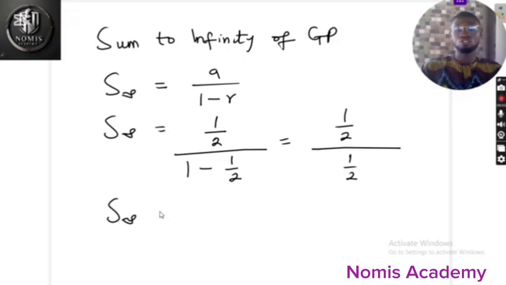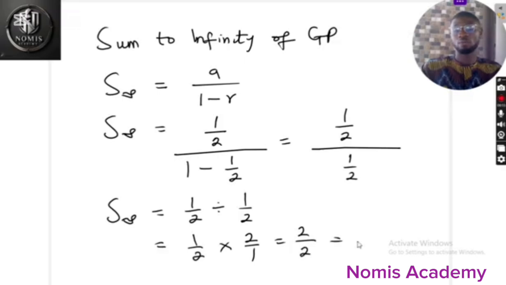So the sum to infinity is equal to 1 over 2 divided by 1 over 2. That becomes 1 over 2 multiplied by 2 over 1. So 1 times 2 is 2, 2 times 1 is 2, and 2 divided by 2 is 1. So the sum to infinity is equal to 1.